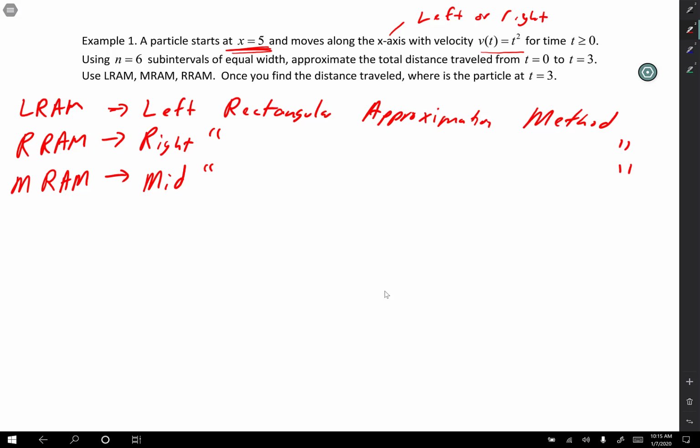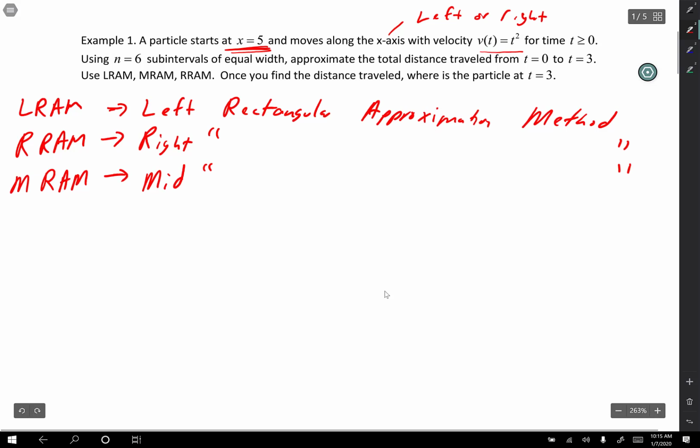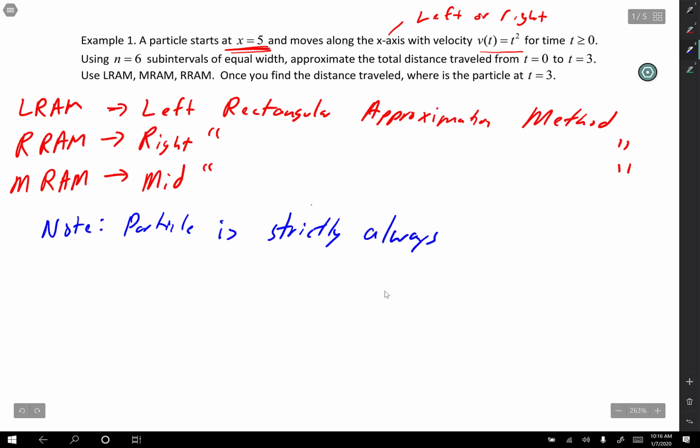I guess we're starting off basic, guys, and I guess some notes to see here real quick. V of t equals t squared. That graph is always above the x-axis, so that means this particle is always moving to the right. So that's just something to note. So I'm going to put note, particle is strictly, for 0 to 3, it's strictly always moving right. When you use the word strictly, that means like that's it. It's definitive. It's only moving right, and that's the only direction you're moving. Does that make sense to everyone, guys?